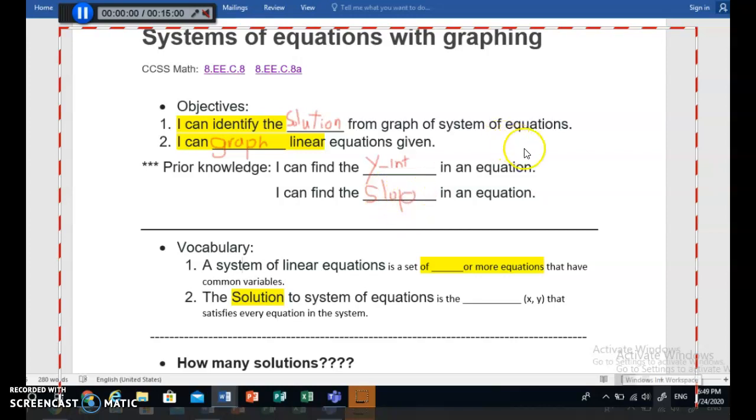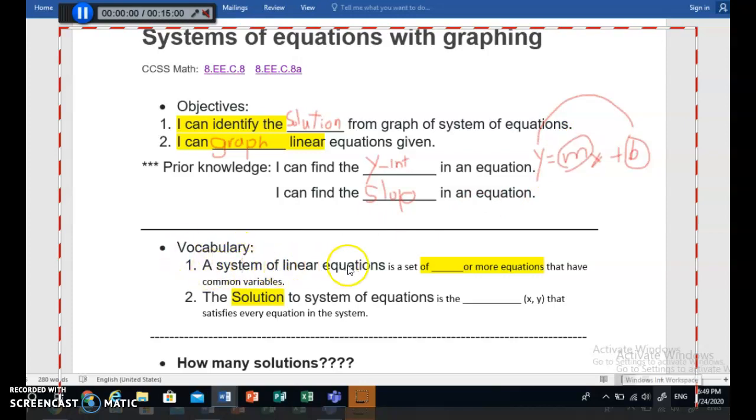Now, let's review the linear equation, the very basic form, y equals mx plus b, in which m is the slope and b is the y-intercept. It's just like beginning and the end, rainbow. So first you identify the y-intercept. From this point, you count the slope. Okay, let's move on. Vocabulary.